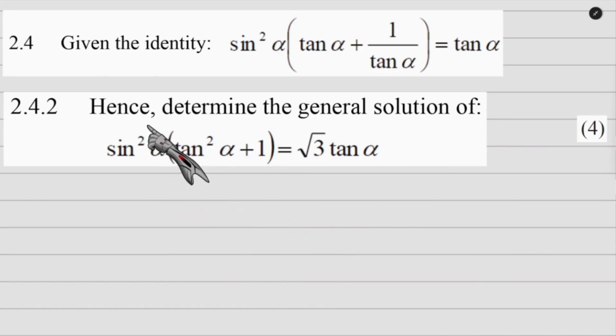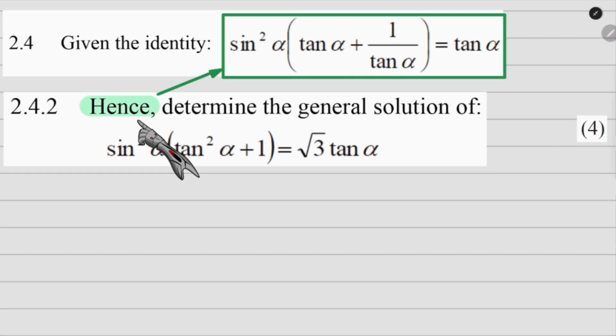Okay, now this is quite a big clue, hence. If you see the word hence, it means you use your previous answer to help you. So my eyeballs start looking up. I start going to the previous answer and I'm looking, how can that help me? So it looks quite similar. I've got a sine squared alpha there. I've got a sine squared alpha there.